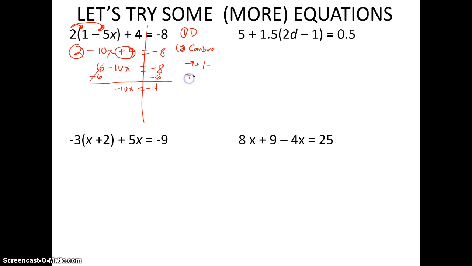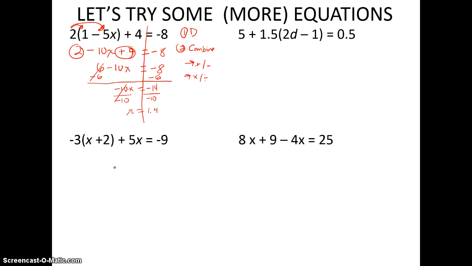Now I need to get rid of any multiplication or division. This is a multiplication problem, so the opposite of multiplying by negative 10 is dividing by negative 10. Make sure you take that negative sign with you to get rid of it. That goes away. We have x equals 1.4, and dividing by a negative, I get a positive number.